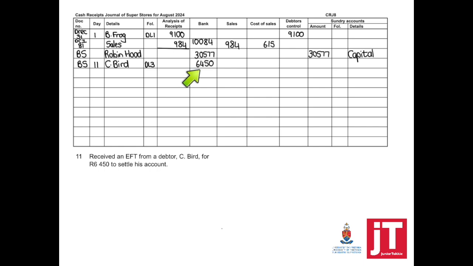6,450. It goes directly in the bank. For what reason? And that goes to debtors, because this person is a debtor. So you have to take it to his personal account as well.